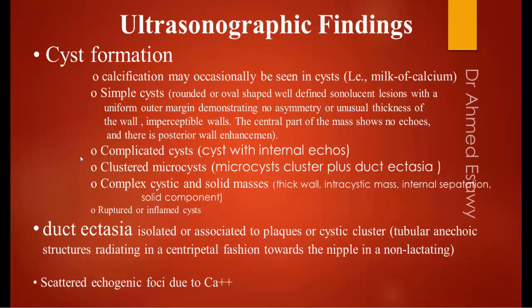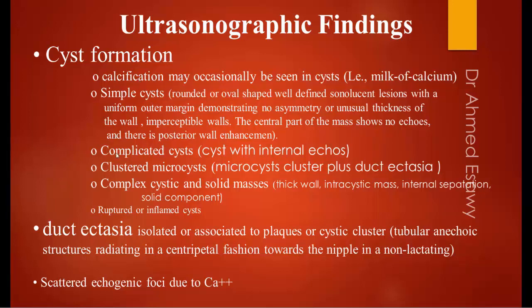Ultrasonographic findings include cyst formation. Calcification may occasionally be seen in cysts, milk of calcium. A cyst may be simple, rounded or oval shaped, a well-defined sonolucent lesion with a uniform outer margin, demonstrating no asymmetry or unusual thickness of the wall, an imperceptible wall. The central part of the mass shows no echoes. There is posterior wall enhancement. These are the ultrasound characteristics of a simple cyst.